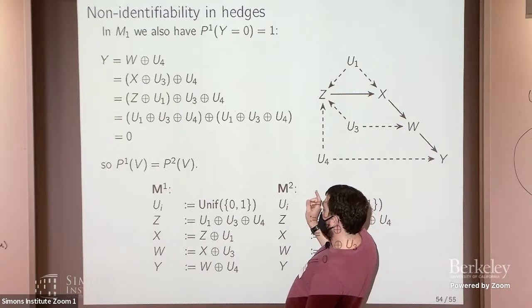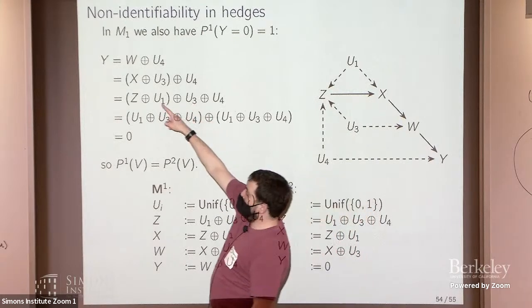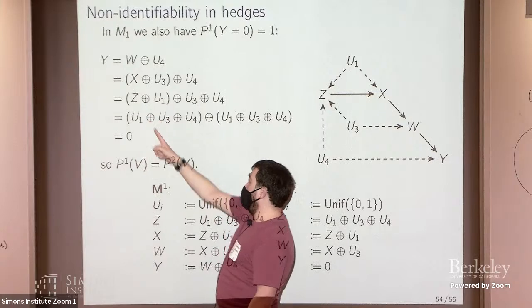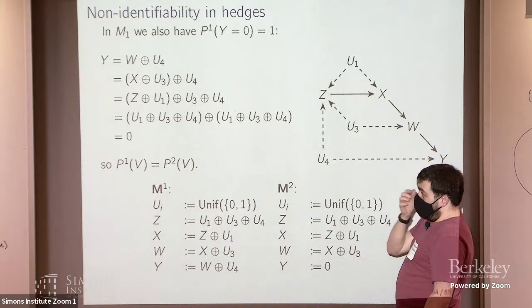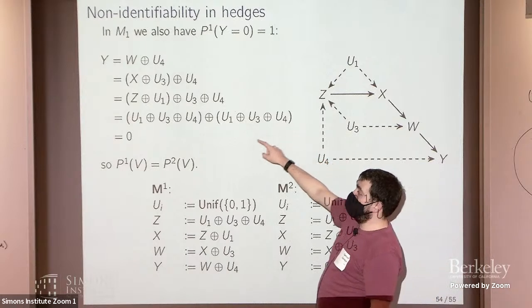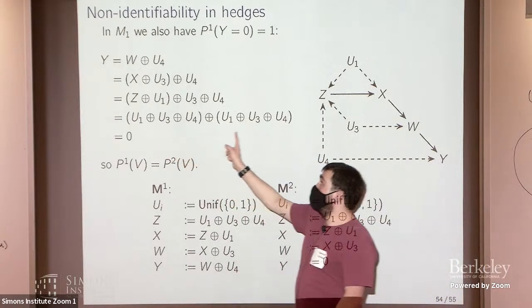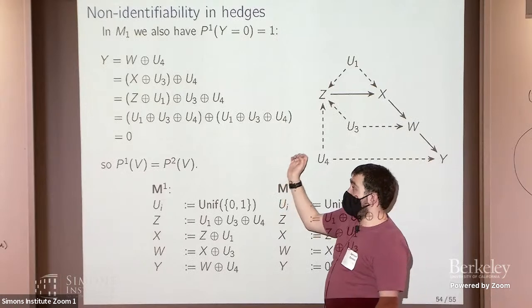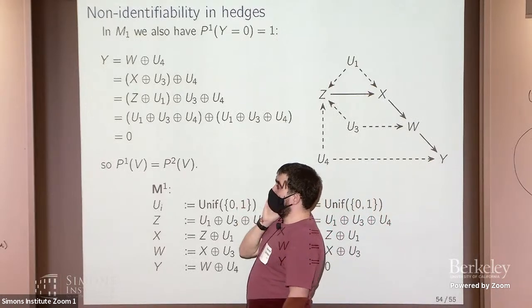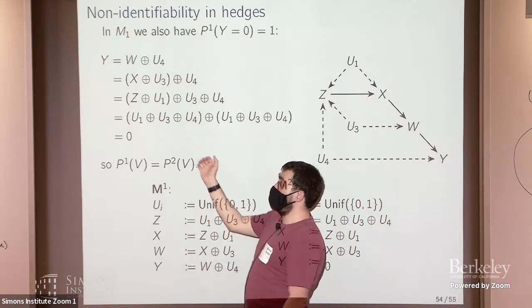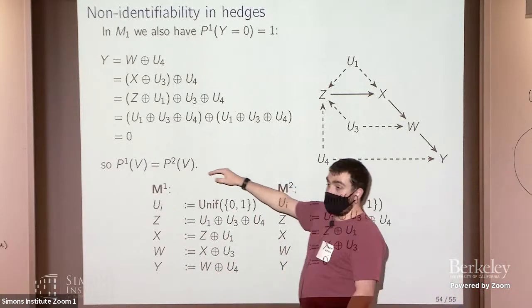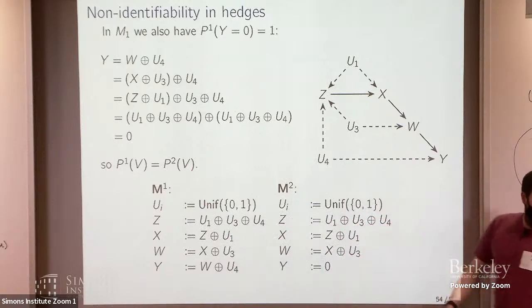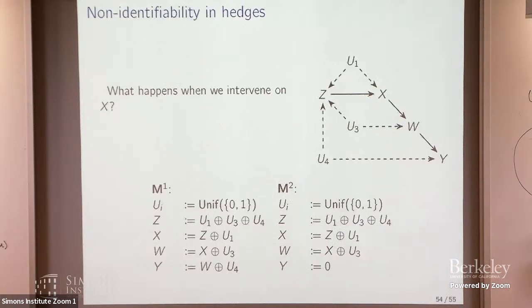X plus u3, and then x is z plus u1, and then z is u3 plus u4 plus u1. And you'll see that the expression here contains every u exactly twice. And so the parity mod 2 is going to be 0, or the sum mod 2 is going to be 0. So the observational distributions are exactly the same. Now, why are the interventional distributions different?